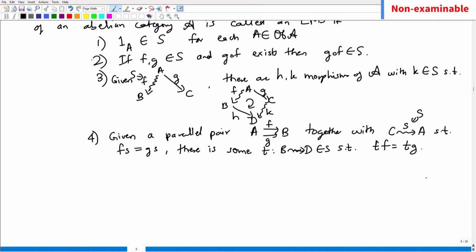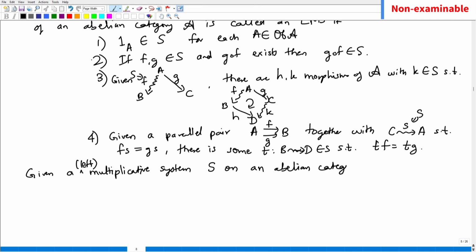So this particular calculus of fractions is quite useful in the following construction. Given a multiplicative system, I'm just going to talk about one; you can say left or right or both. Here I will talk about left. Given a left multiplicative system S on an abelian category A, define a new category S inverse A as follows.